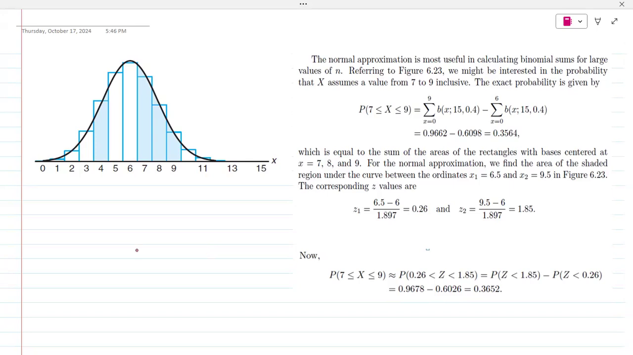Now we will calculate this probability that x is between 7 and 9, meaning we are interested in this entire area, under 7, under 8, and under 9. So how are we calculating this?